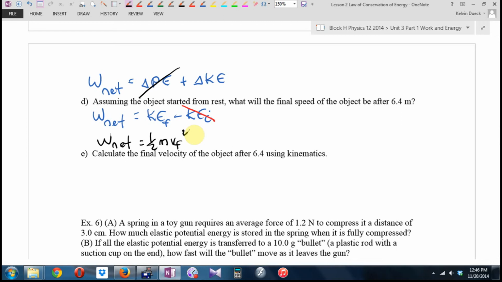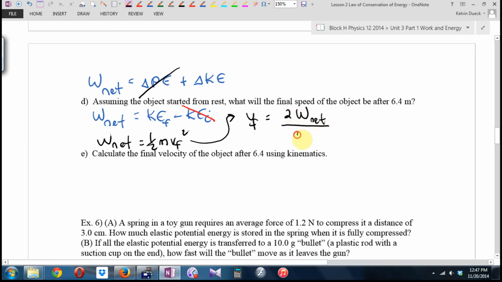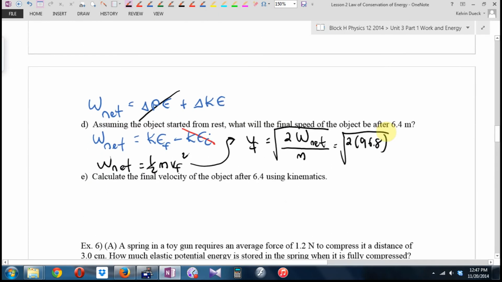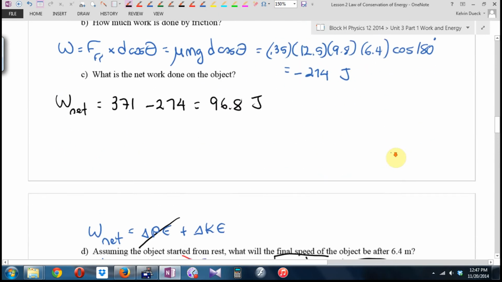Well, instead of dividing by a half, can I times by 2? Divide by m, square root. I think I'm going to get this. vf equals the net work times 2, divided by m, square root. It's going to be 2 times 96.8. Was that the net work from the previous page? Yeah. Divided by, what was the mass? 12.5?